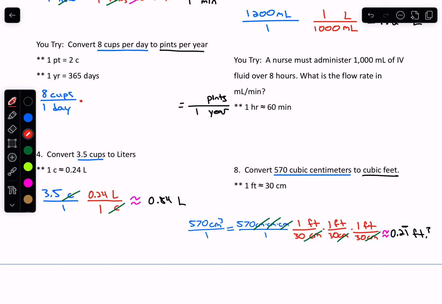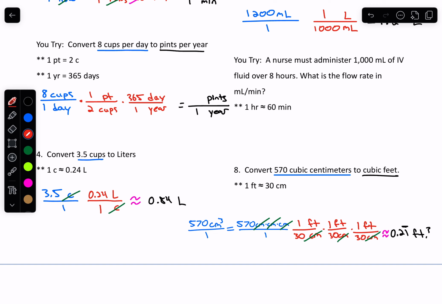So in order to cancel out the cups, we have the conversion up top that 1 pint is 2 cups. So since cups is on top, I'll put cups on bottom in my unit fraction, and I'll put pints on top. So now I put 1 pint is equivalent to 2 cups. And for years, we have that 1 year is the equivalent to 365 days. So since I had days on bottom, I'll put days on top, and I'll put years on bottom, where 1 year is 365 days. So now when we work out this multiplication, on top we have 8 times 365.